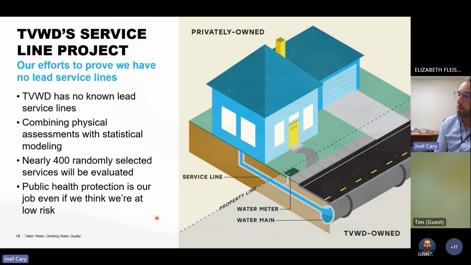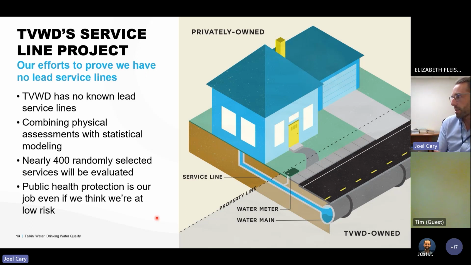So our goal is to make sure that we prove that theory, to make sure that we confirm that we are truly at very low risk for any type of exposure in our system, at least from lead. That does not mean there's still not exposure from the home side, but that's where our efforts to make sure we improve the water chemistry comes into play.